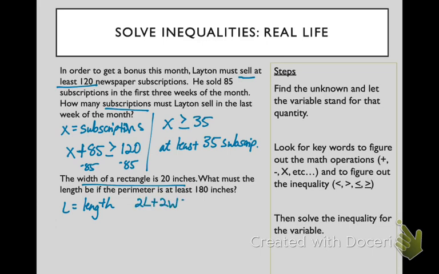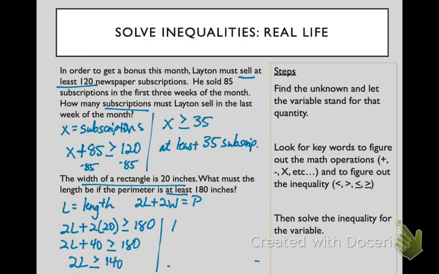I remember that 2 times the length plus 2 times the width equals the perimeter of a rectangle. And now I'm going to turn those words into an inequality. So 2 times the length, that's what I'm looking for, plus 2 times the width, which is 20, needs to be at least, so greater than or equal to 180. Then this is the easy part. We just do the math to solve this inequality. I'm going to divide by 2, and I find out that the length of this rectangle needs to be at least 70 inches in order to meet that minimum perimeter of 180 inches.